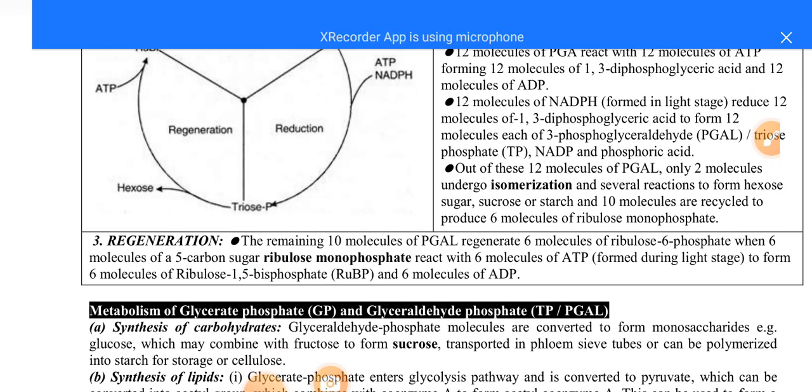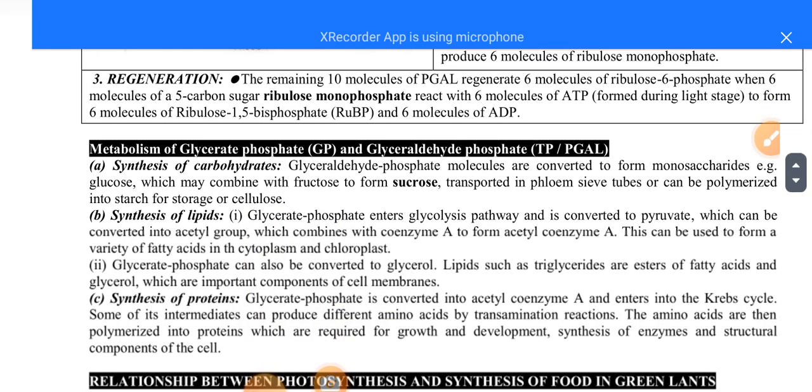Then let us look at the second major step, which is the regeneration. Here we are saying that the remaining 10 molecules of PGAL regenerate 6 molecules of ribulose 5-phosphate when 6 molecules of a 5-carbon sugar, that is the ribulose monophosphate, react with the 6 molecules of ATP formed during the light stage to form 6 molecules of ribulose 1,5-bisphosphate, in bracket RuBP, and the 6 molecules of ADP.